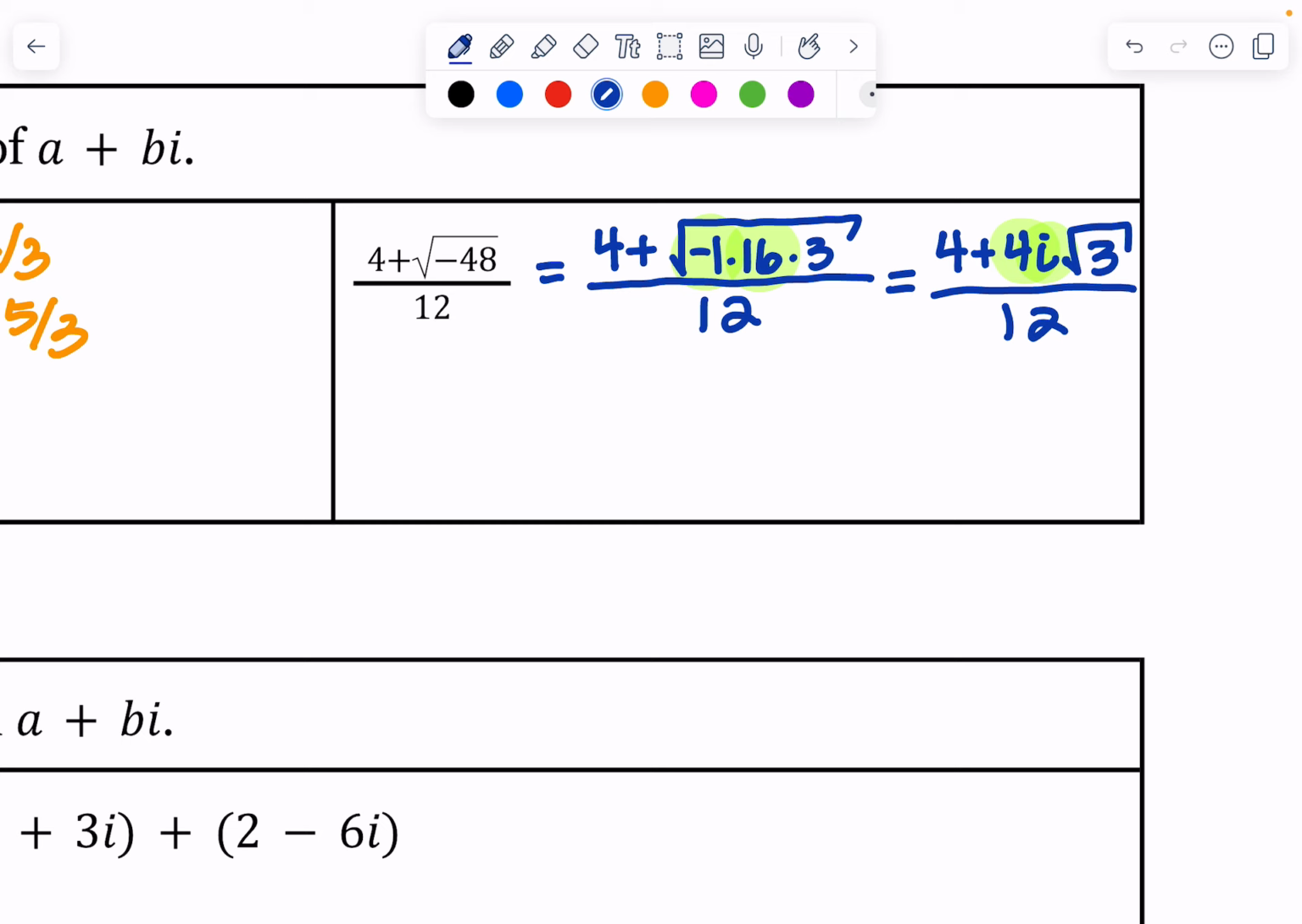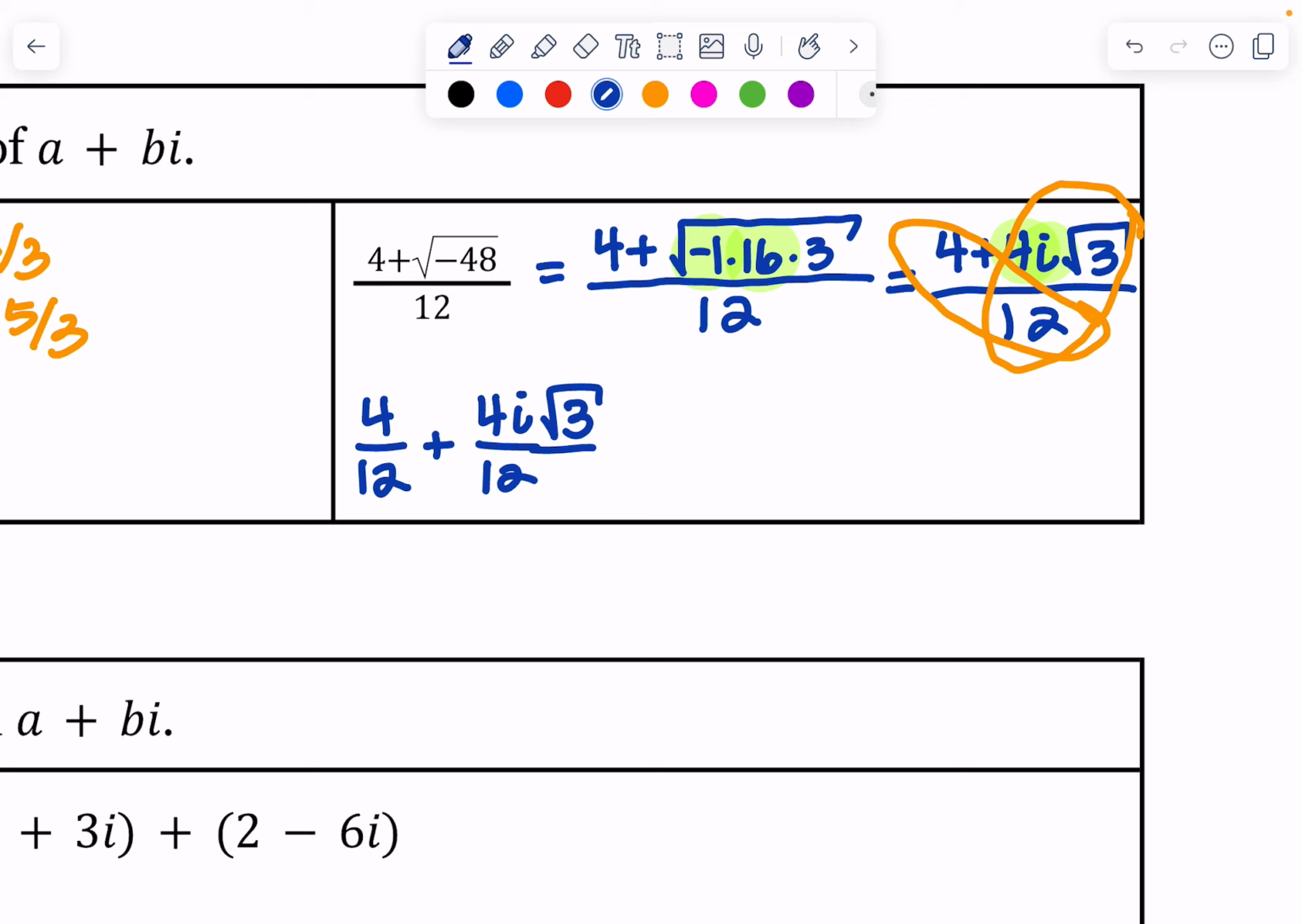And then here we can divide out the 12. So we'll take 4 divided by 12 and then 4i square root 3 divided by 12 as well. And so we are going to have 4 over 12 plus 4i square root 3 over 12. And we want to simplify the 4 over 12 parts to 1/3. And then we do want it to look like a plus bi, so we're going to keep this 1/3 plus square root of 3 over 3 i. So that would make a is 1/3 and b is square root 3 over 3.